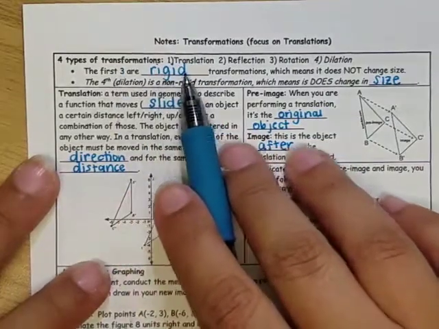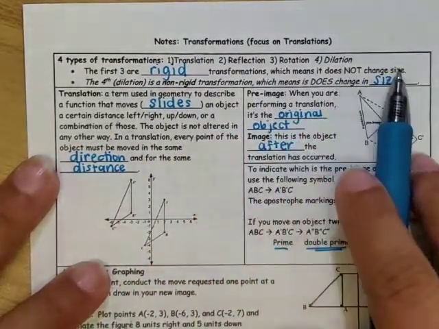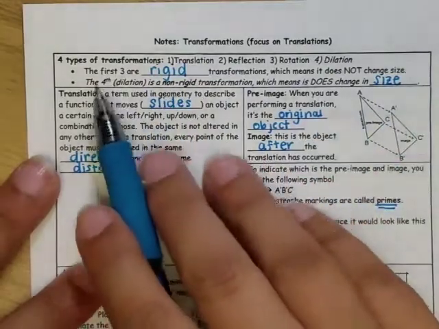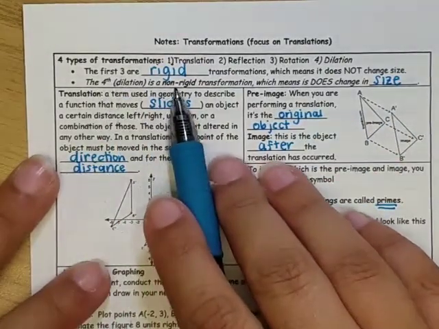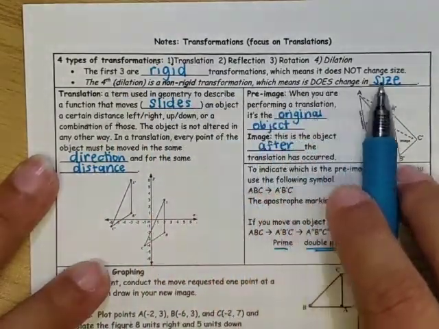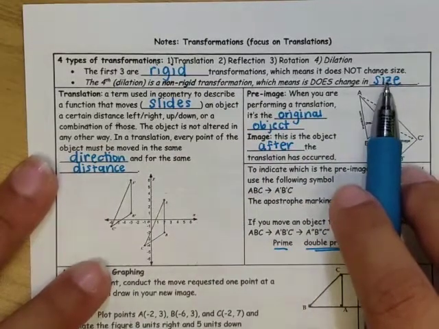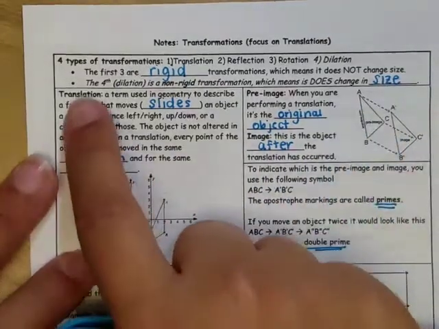The first 3 are called rigid transformations, which means it does not change size or shape. The 4th, dilation, is non-rigid, which means it does change in size. The shape stays the same, but the size does change. So let's talk about translations.